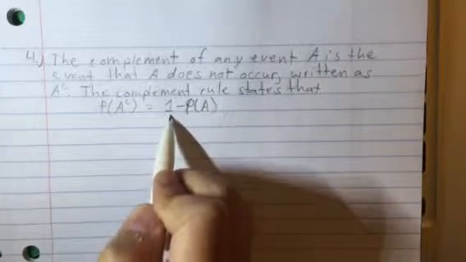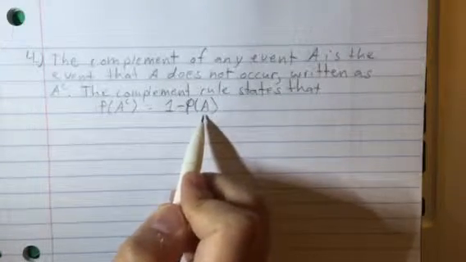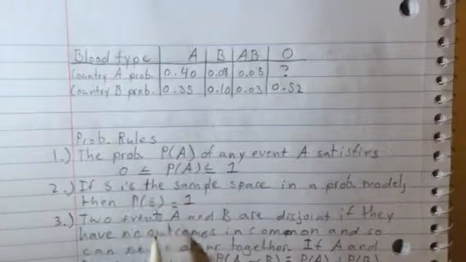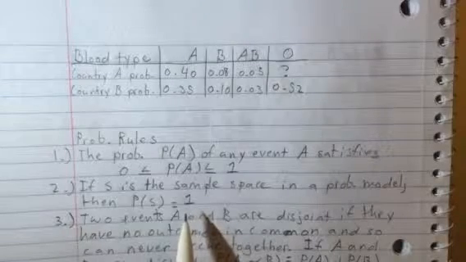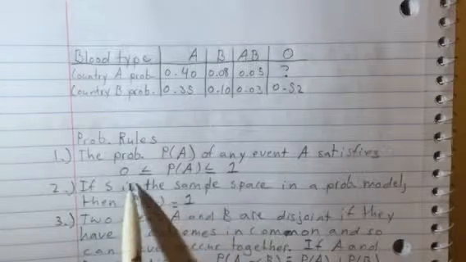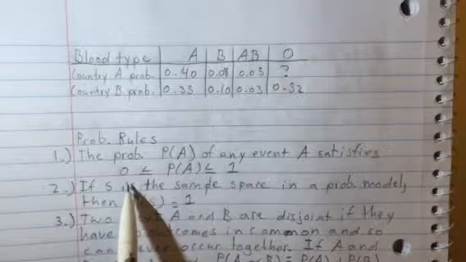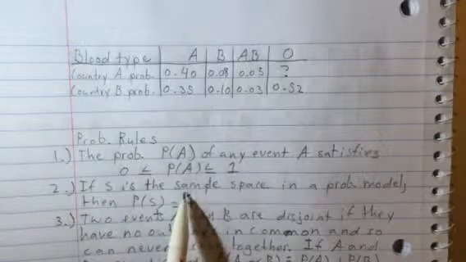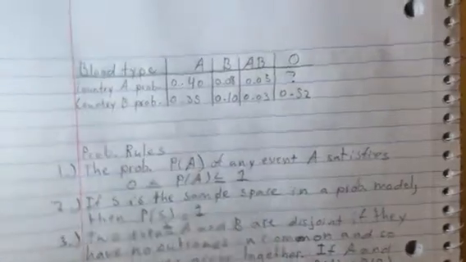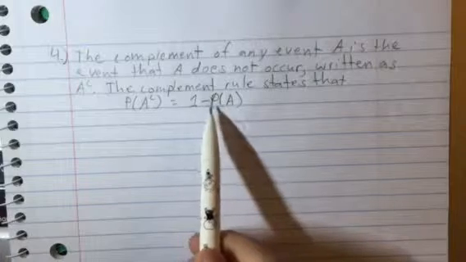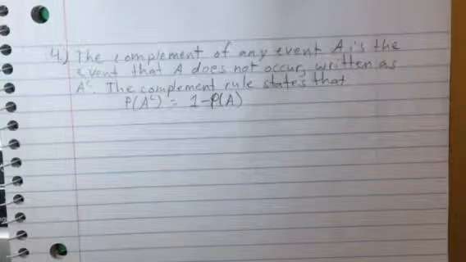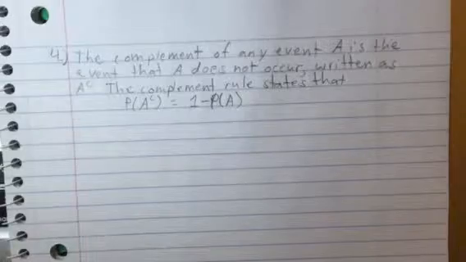The reason it is 1 minus the probability of A is because, as stated in rule number 2, if S is the sample space in a probability model, then the probability of S is 1. Any probability is always out of 1, and it is between 0 and 1. So, again, rule number 4, you would do 1 minus the probability of A. That gives us our 4 probability rules.